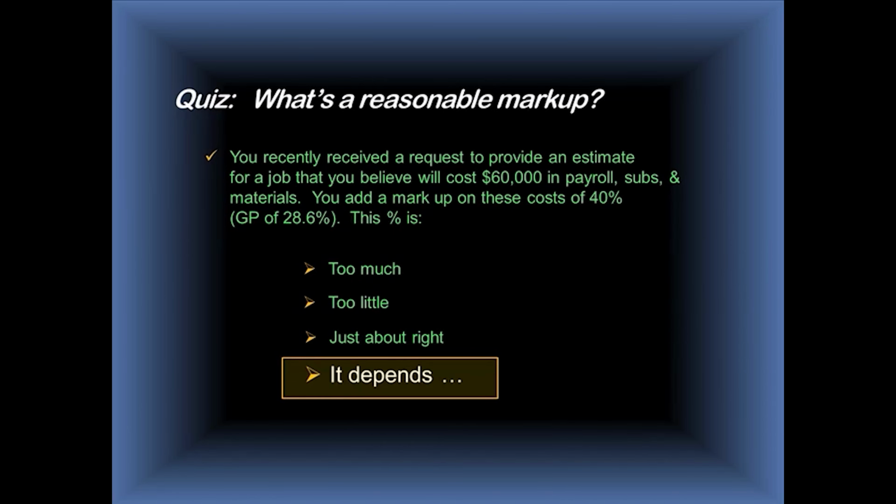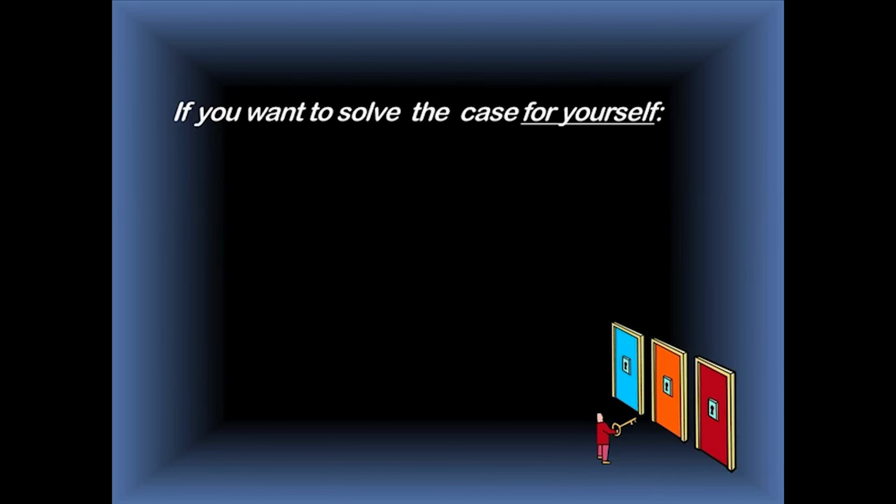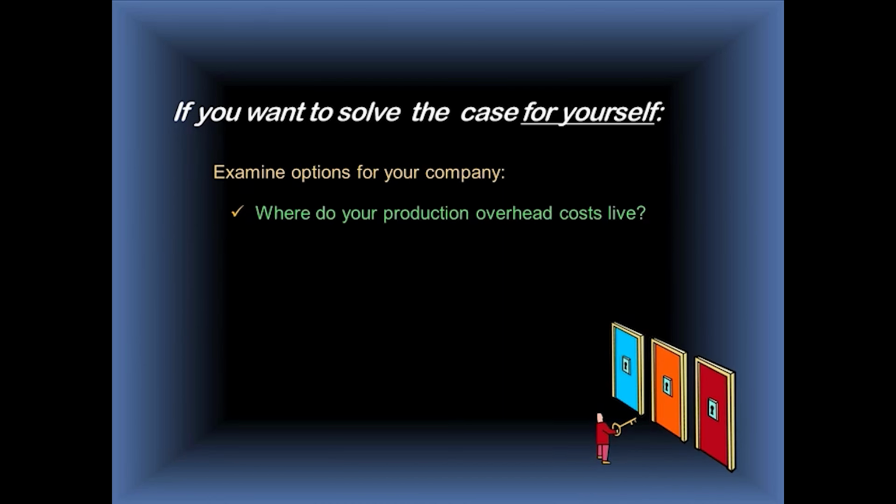Okay, so let's go back to our quiz. What's a reasonable markup? Of course, it obviously came out to be it depends. If you want to actually solve this case for yourself, what you need to do is look at the different options for your company. So first of all, where do your production overhead costs live? Can you see your critical percentages as I showed you in these spreadsheets? This was the fastest way to kind of walk through this information. If you don't see those critical percentages, you want to go ahead and add those into your QuickBooks report.